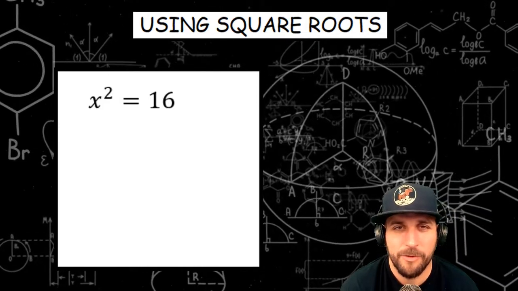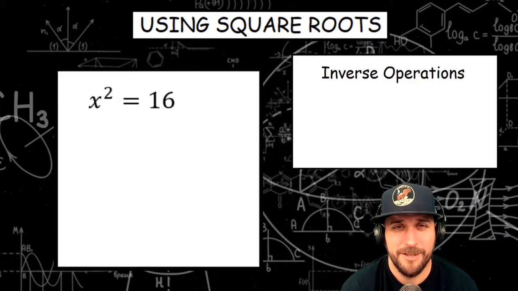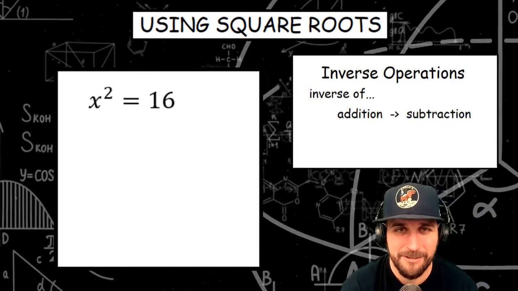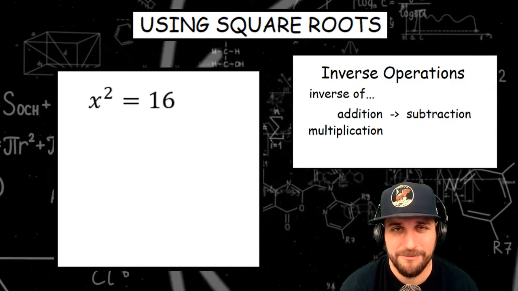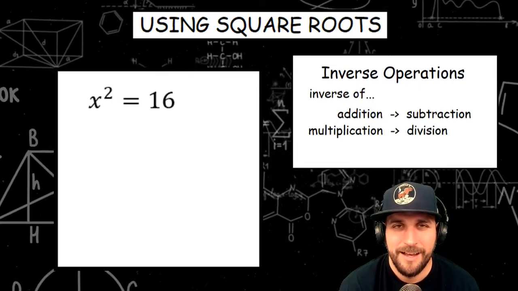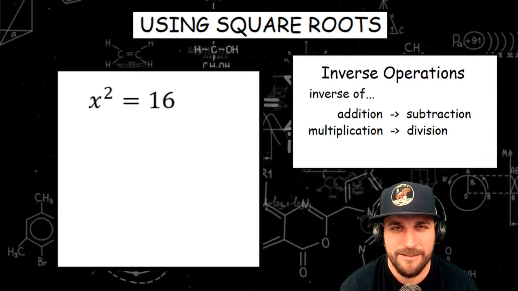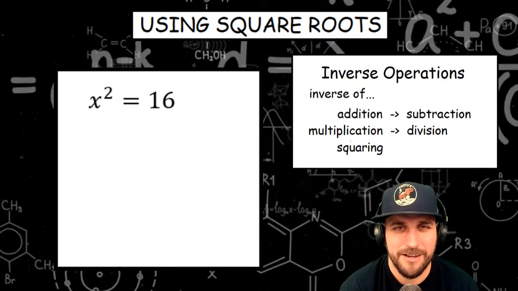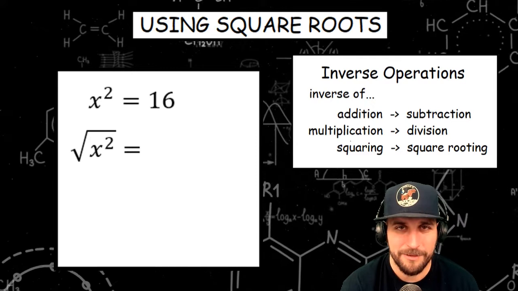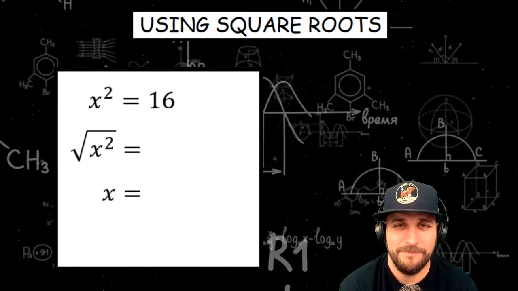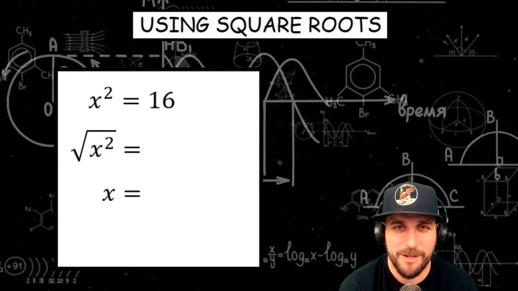To do that, remember we use inverse operations. So to get rid of addition, we use the inverse of addition, subtraction. To get rid of multiplication, we use the inverse of multiplication, division. On this problem, I'm solving for x, so I want to get rid of that squared. The inverse of squaring a number is square rooting a number. So the square root of x squared is x. x is by itself. That's what I'm solving for.